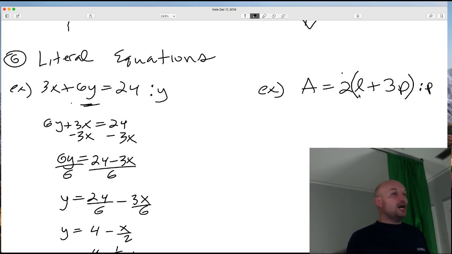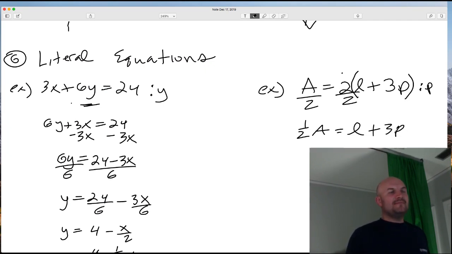One, we can undo multiplying by 2, which would just be dividing by 2, which would be my preferred method. Or we could actually just distribute that 2, which in this problem would be okay, that would work, but not in all other problems is that going to be the best method. But in this case, we just divide by 2. Dividing by 2 is the same thing as multiplying by 1/2, so let's just write that as 1/2 a equals L plus 3p.